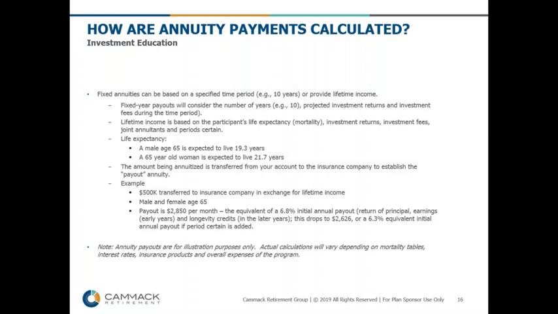So a male that's 65 is expected to live 19.3 years, whereas a woman that's 65 is expected to live 21.7 years. So a male that's adding a woman to their annuity, that's going to cost more because they're projected to live longer. Whereas a woman that was adding the same age male, it may not have an impact because, at least actuarially speaking, the woman's supposed to live longer than the man anyway.